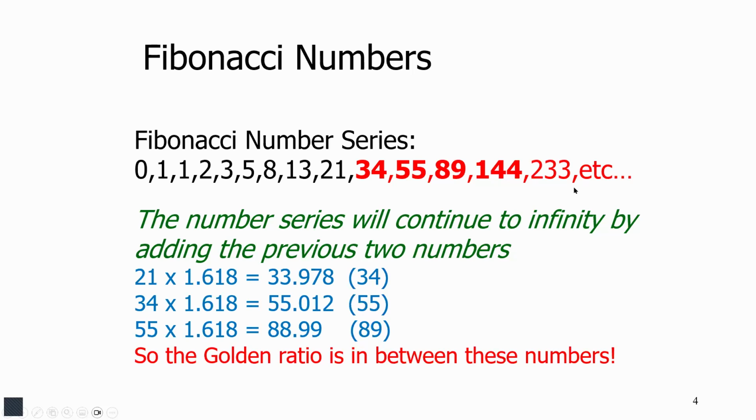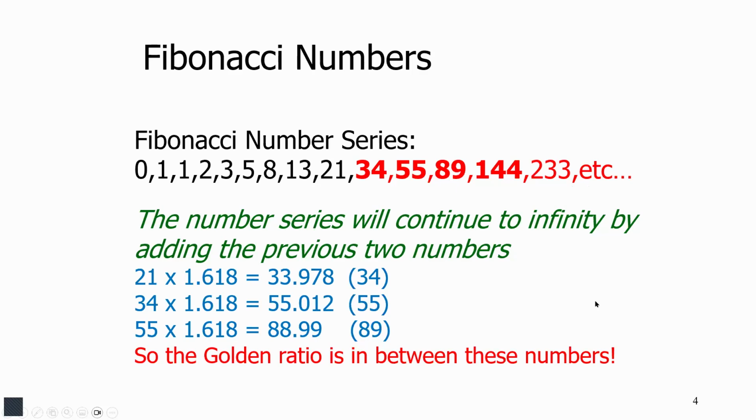Now, what you're going to find, though, is that in between these numbers is the golden ratio, okay? The golden ratio being the 1.618. So, for example, if you take the number 21 and multiply it by 1.618, you're going to get the next number in the series, 33.97, which is basically 34. Or 55 times 1.618 is going to give you essentially that next number at 89. So in between these numbers is where we find the golden ratio.